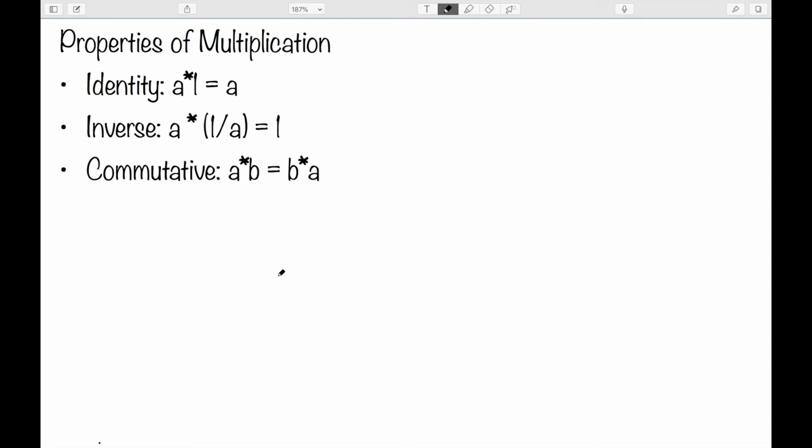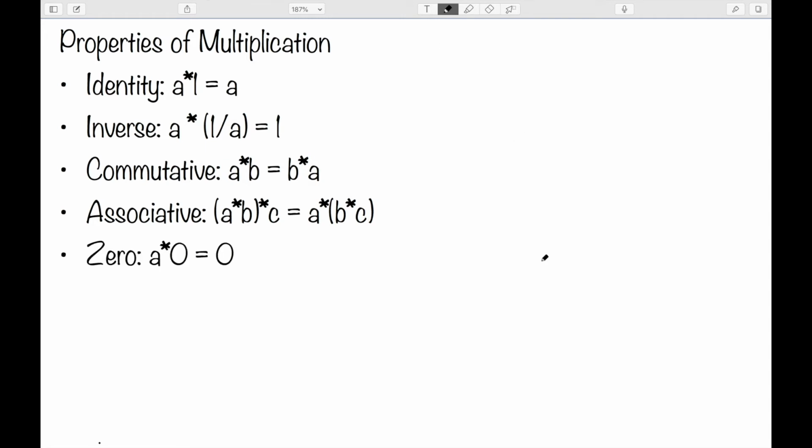Commutativity says that A times B is equal to B times A. The order of multiplication doesn't matter. The associative property says that (A times B) times C is the same thing as A times (B times C), so parentheses don't matter with multiplication. And so far, these have been the same 4 basic ideas as the properties of addition, but there is one extra property of multiplication. That's the 0 property. A times 0 is equal to 0. Multiplying any number times 0 results in 0.